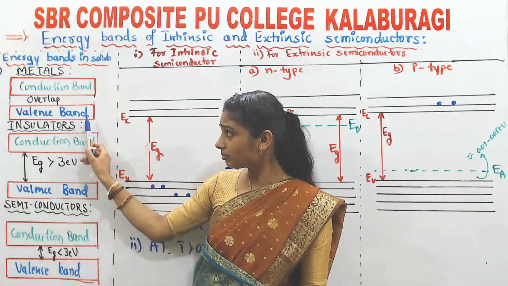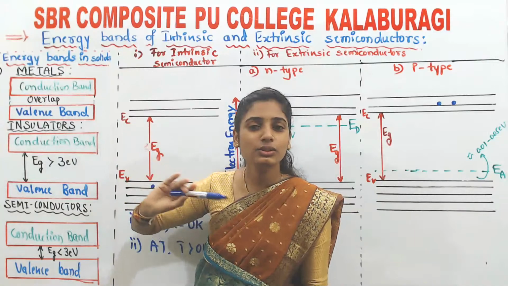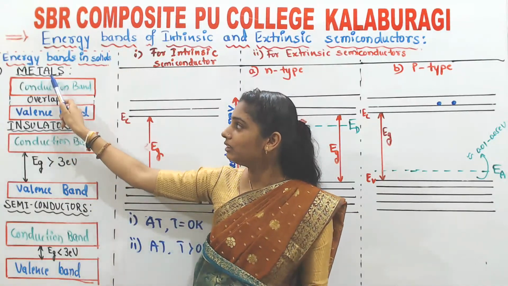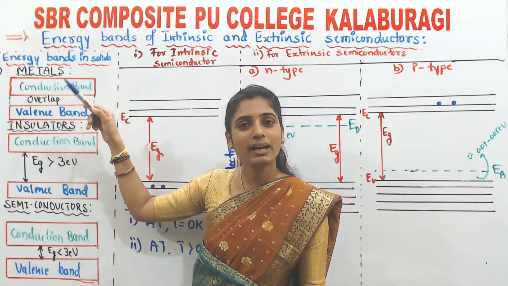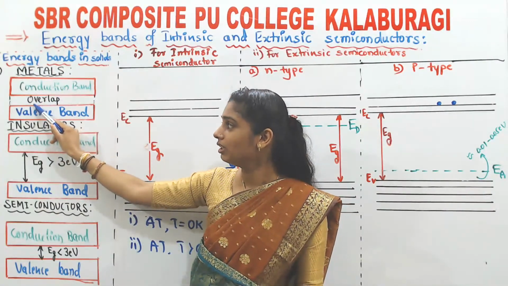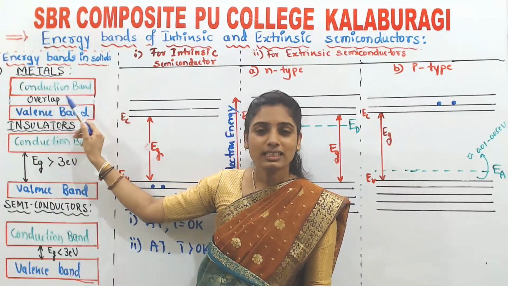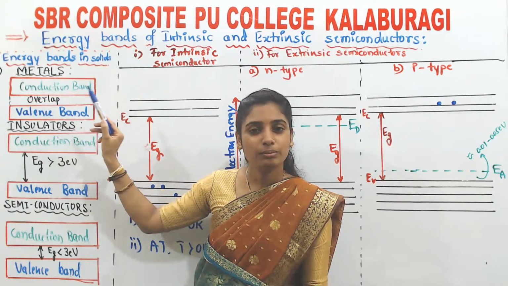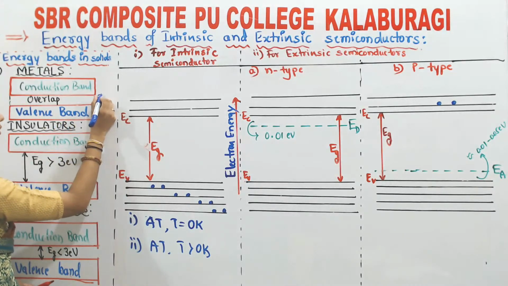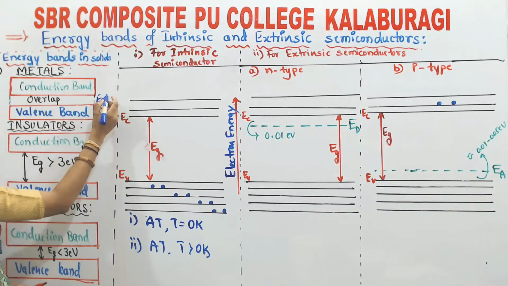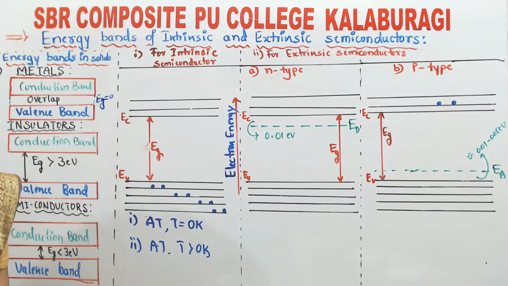See here, in between the valence band and the conduction band, if there is no energy gap, what happens in metals? There will be no energy gap between these two bands. That means both the bands are overlapped. These two bands will be overlapping on each other, so the energy gap between them is zero. I can write over here that the energy gap between the valence and the conduction band is zero.